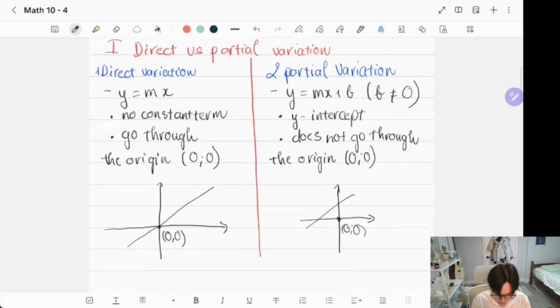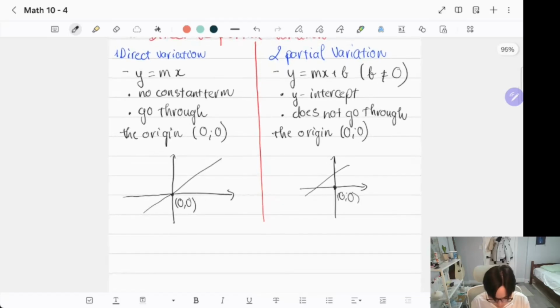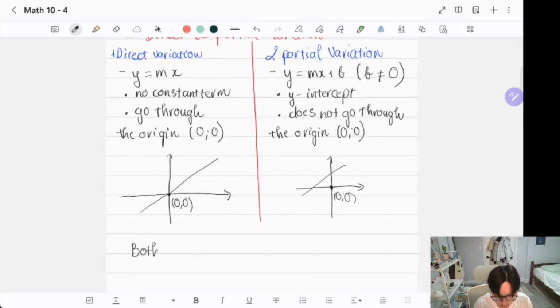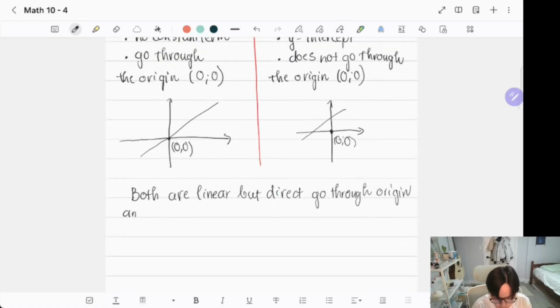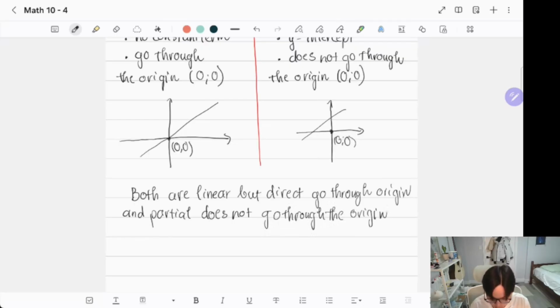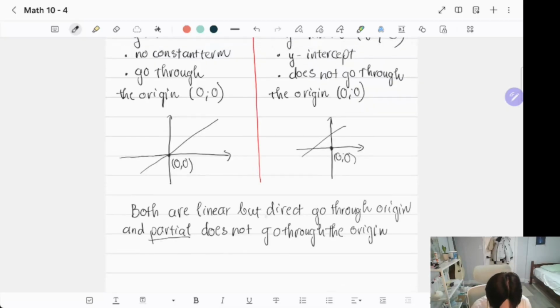Okay, so I have a conclusion here as well. Both are linear, but direct variation goes through the origin, and partial variation does not go through the origin, right? Partial and direct.